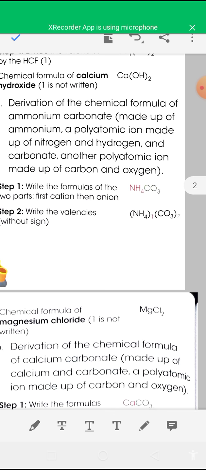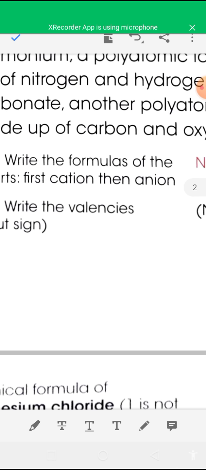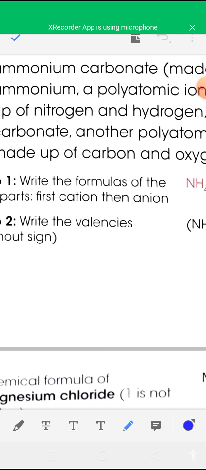For example, write the chemical formula of iron 3 carbonate. Or, a simple example, I am taking zinc chloride. In zinc chloride, Zn as a cation is present, Zn2+, and chloride Cl- ion is present. First you have to write the symbol of each element present in the compound. Then you have to write their valency.